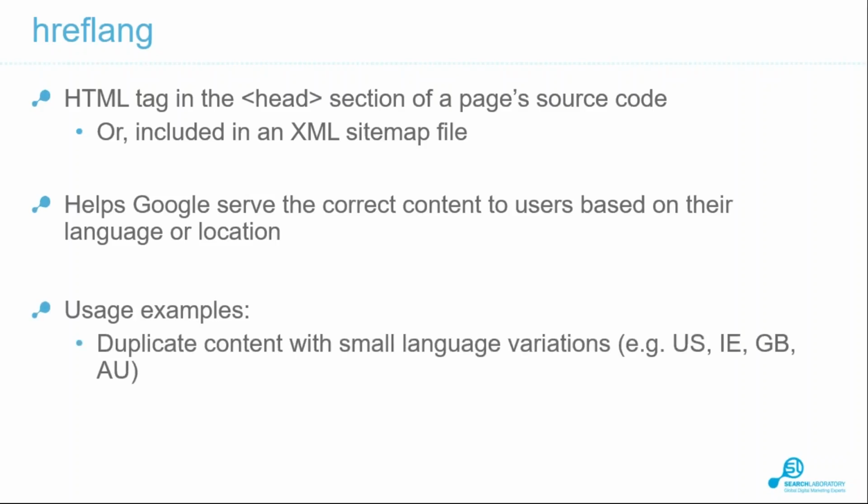Now the 2 examples that I've gone through previously are 2 prime examples where you would want to use hreflang. Duplicate content with very small language variations, so 4 versions of English content for different countries, but also fully translated content in multiple languages. Even though the content is fundamentally different, as in the letters and the words on the page are different, we still need to use hreflang to make sure that Google will serve it correctly based on the language that our audience are speaking in.